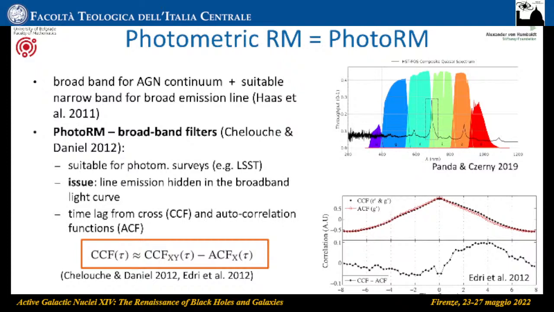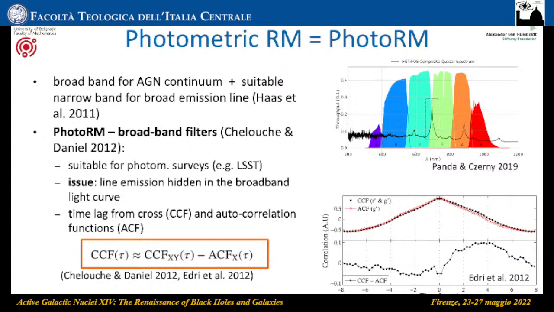And Chelouche and Daniel, in a series of papers, and there is also an Edri et al. paper, very nice papers, show that by combining the cross-correlation function of two different bands, for example the R and I bands, and the autocorrelation function, and by measuring this tiny difference here, you could actually extract the time lag. And they show this very nicely.